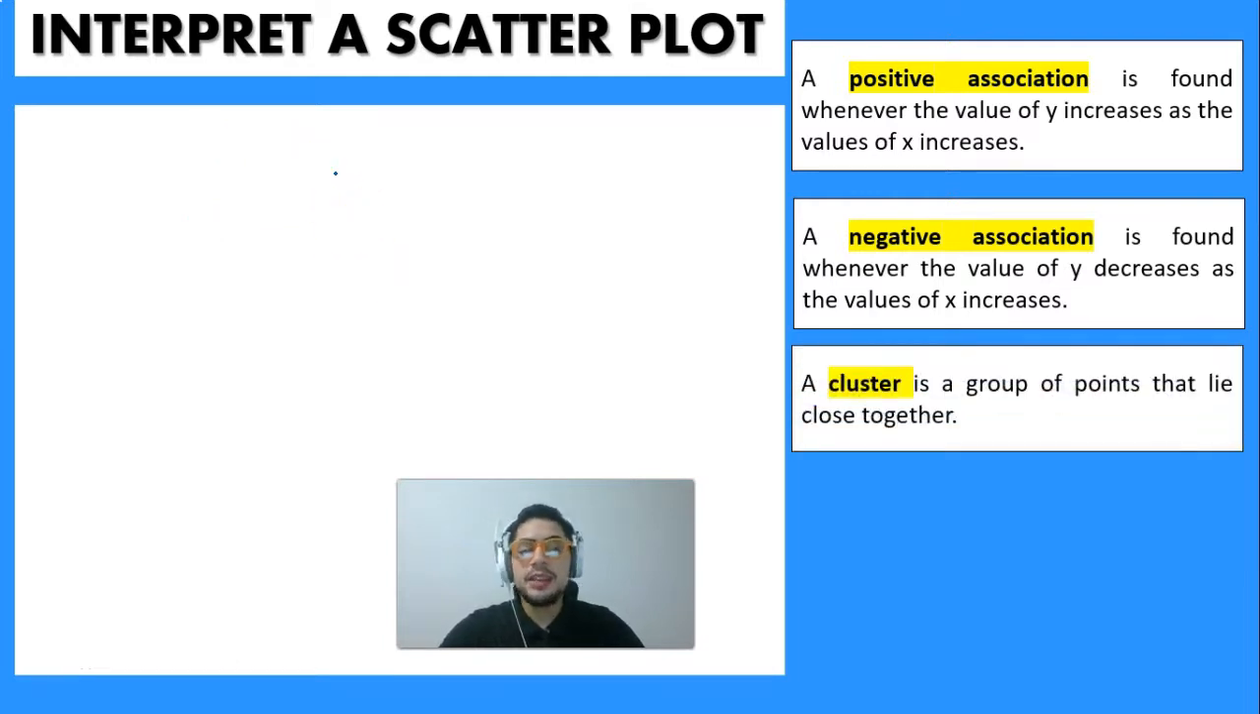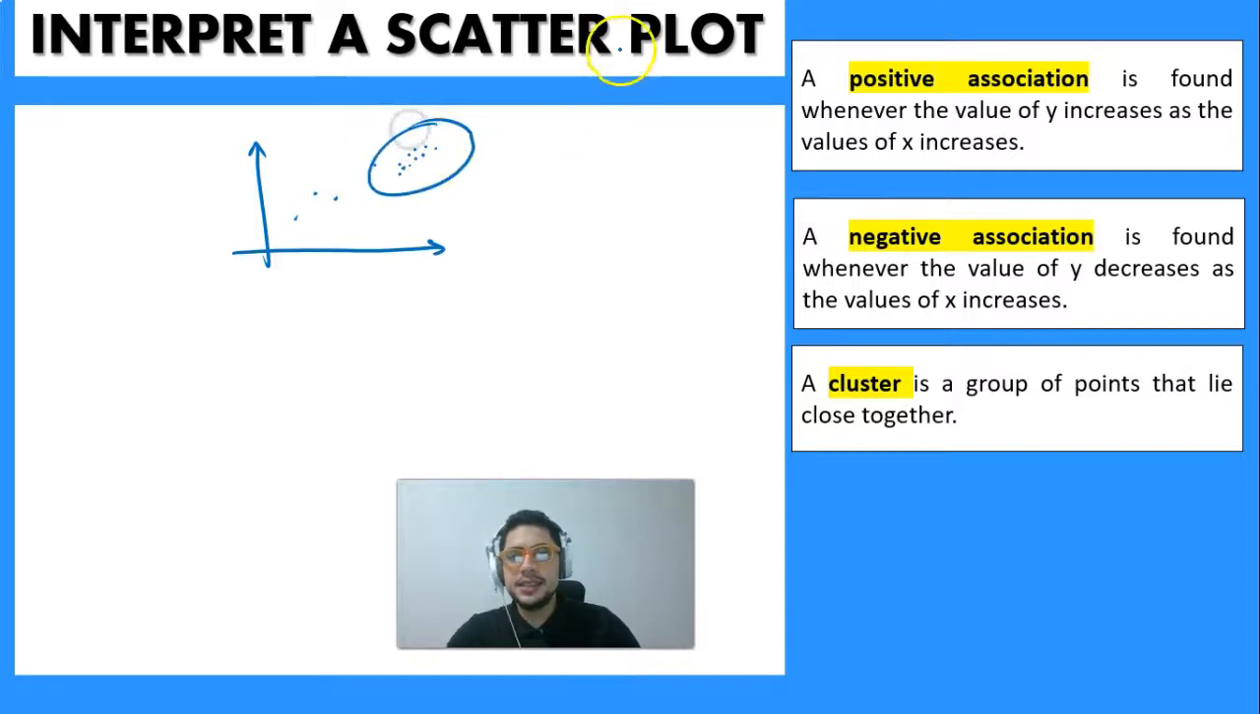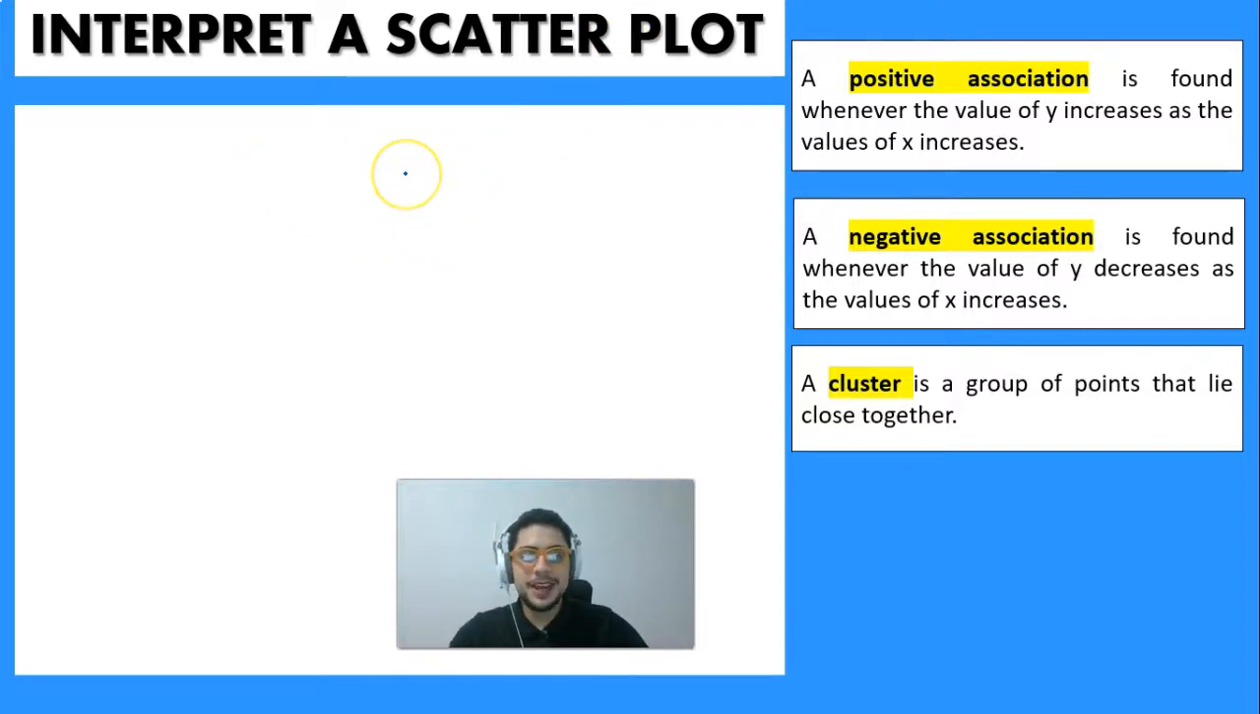Now we have the definition of a cluster. Whenever we have a number of points together, very close together, that's what we call a cluster. So a cluster is something like this. If we have some points, and then we have lots of points in a given area, we call this a cluster of points, right?